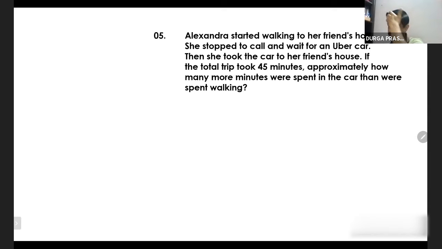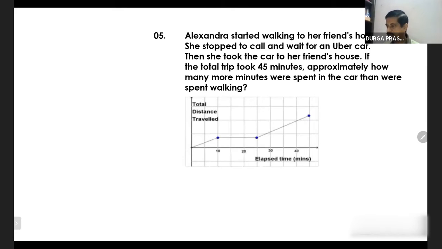If the total trip took 45 minutes approximately, how many more minutes were spent in the car than spent walking?